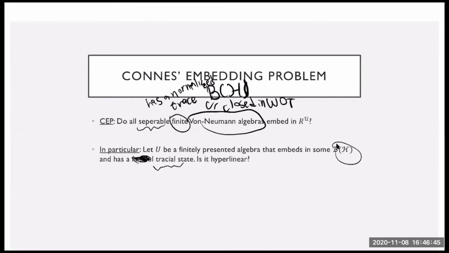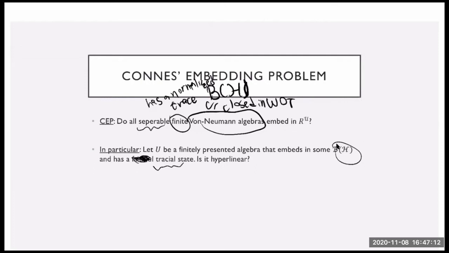We don't know a priori that it is equivalent. It's just a corollary, possibly. Yeah, exactly. It is a corollary. So what you say implicitly, but not explicitly, is that if U is a finitely presented algebra that embeds in B of H and has a tracial state, then it is also closed in the sense that we need for von Neumann.